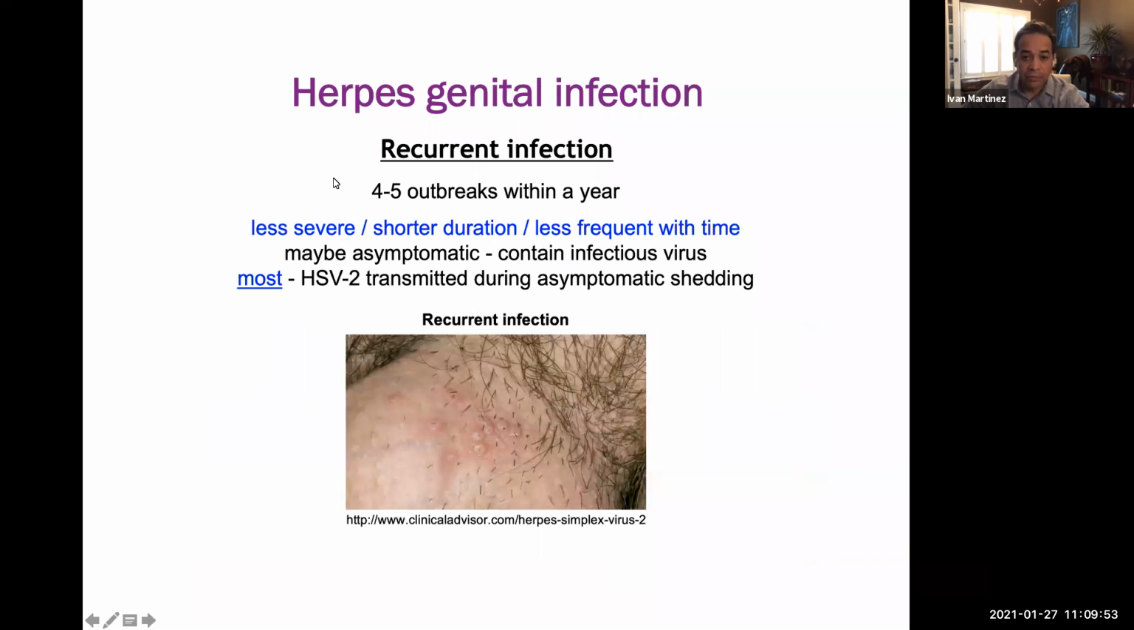Now, recurrent infections normally happen 4 to 5 outbreaks within a year. The lesions are less severe, shorter in duration, and less frequent with time. They may be asymptomatic, but contain infectious viruses. Much of HSV2 is transmitted during asymptomatic shedding. So that's one of the other issues with herpes viruses. Some people are carrying the virus and are completely asymptomatic, but that doesn't mean that they cannot infect their sexual partners.